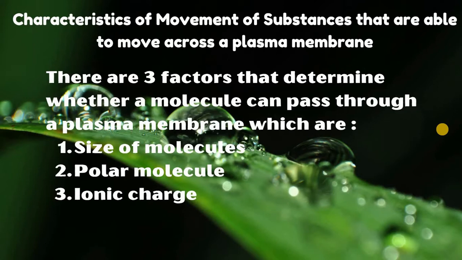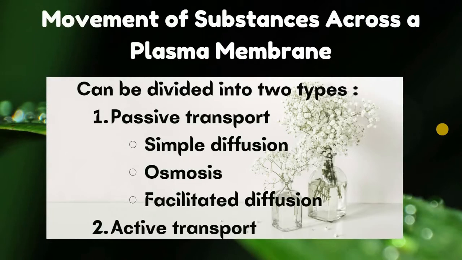the distribution of the charge between the atoms, usually referring to the electronegativity of the atoms or the molecules. And the ionic charge refers to the elements that have a charge, whether a positive charge or a negative charge. So there are three factors that determine whether a molecule can pass through or not, through a plasma membrane.